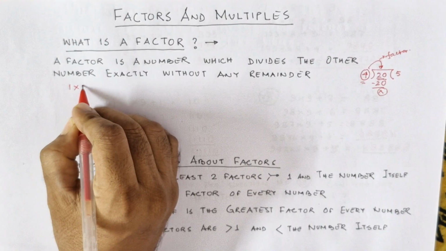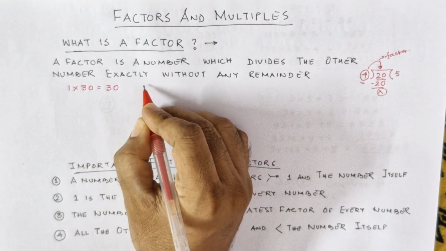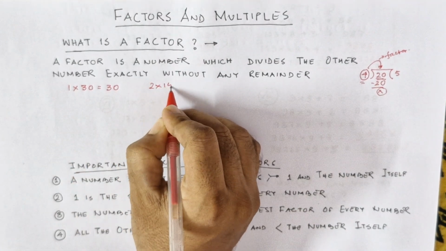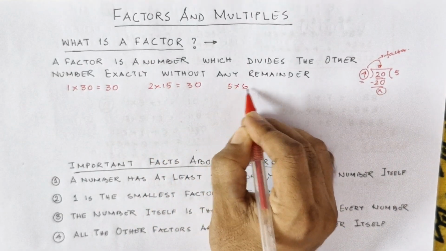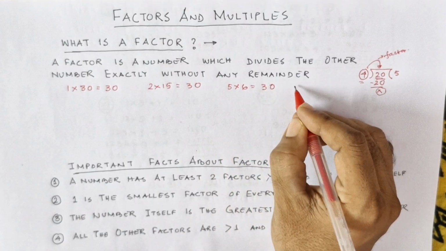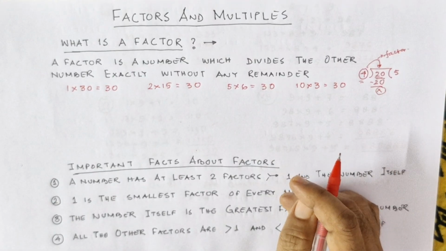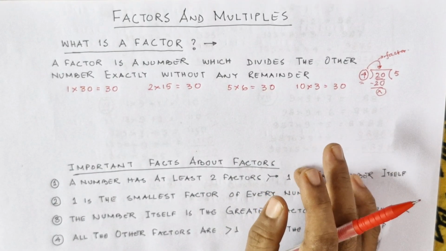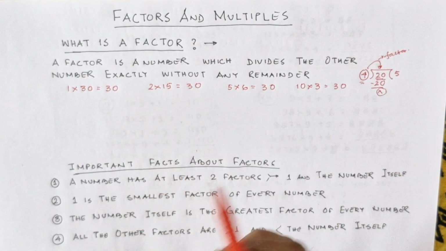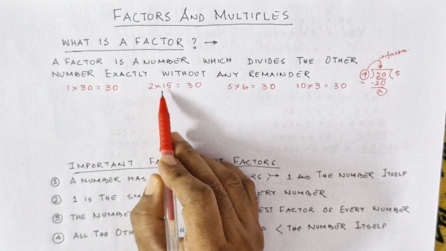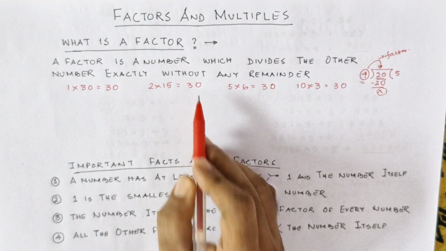See, I'll write 1 into 30, that is 30. I'll write 2 multiplied by 15, that is 30. 5 multiplied by 6 is 30, and 10 multiplied by 3, that is 30. Got it? So here the numbers that are multiplied to get a product can divide the product without a remainder.